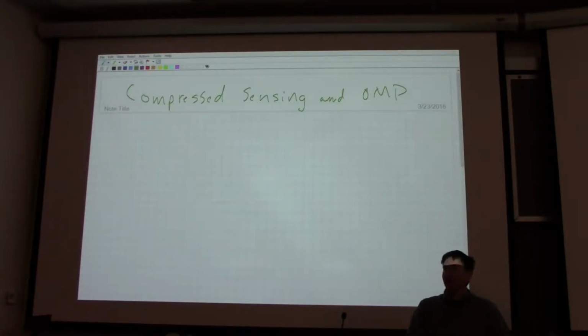So today we'll talk about compressed sensing and an approach to actually solve the compressed sensing problem called orthogonal matching pursuit. That's what OMP stands for. Okay, so many people have heard of compressed sensing. Heard of this term before. Okay.